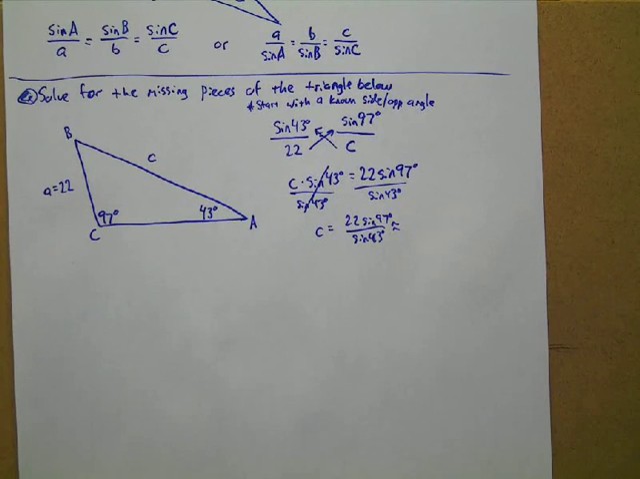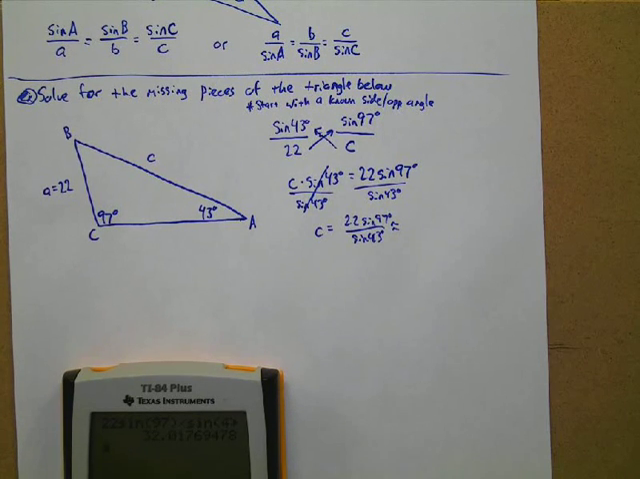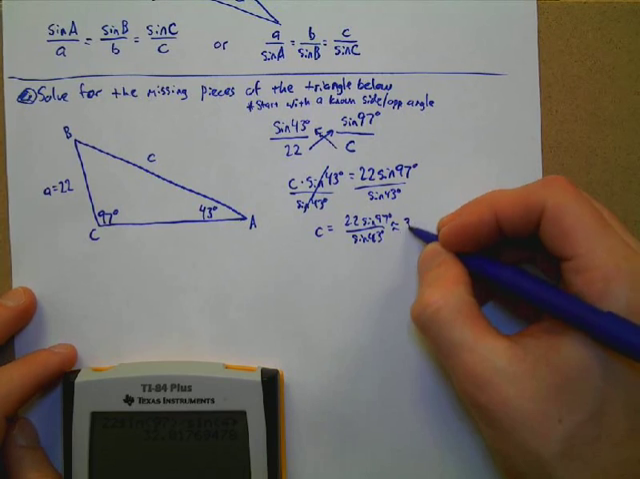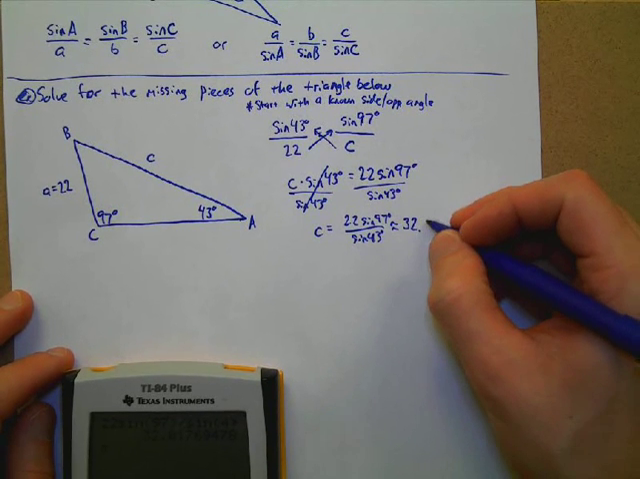Okay. So we type it all in, and again, let's just say 3 decimal places, unless the directions specify otherwise. So 32.018. And again, that's a side measure, so we're not going to put a degree there. So approximately 32.018.